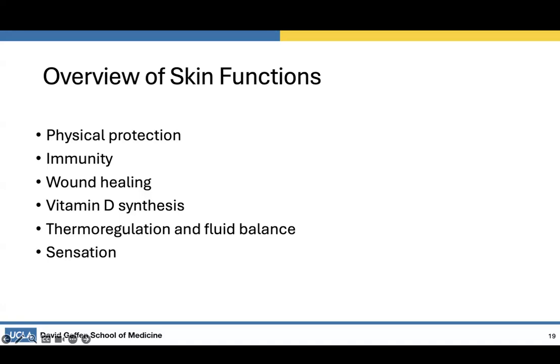Now let's dive a little deeper into the primary functions of this system. Earlier, we mentioned that the skin has several innate functions. It provides physical protection, immunity, wound healing, a site for vitamin D synthesis, thermoregulation and fluid balance, and sensation. Let's break these apart.